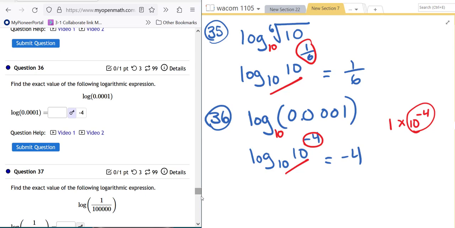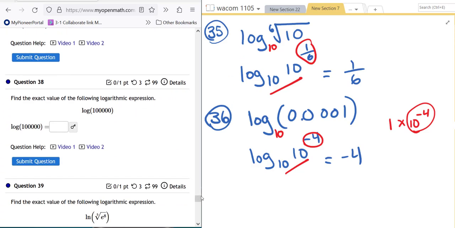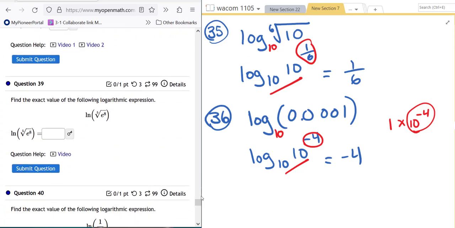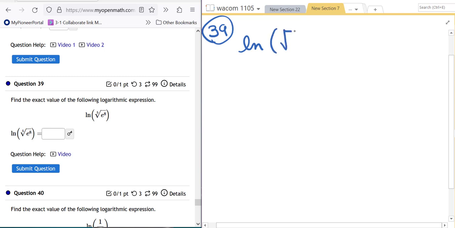Right, 36. Then I went to 39. Right, these are using the natural log, and remember, natural log is base e, and you can write the e on there to help you. I'll do it first without. So they're putting so much notation here. They're trying to scare you. All right, and we just want to give an exact answer for it.